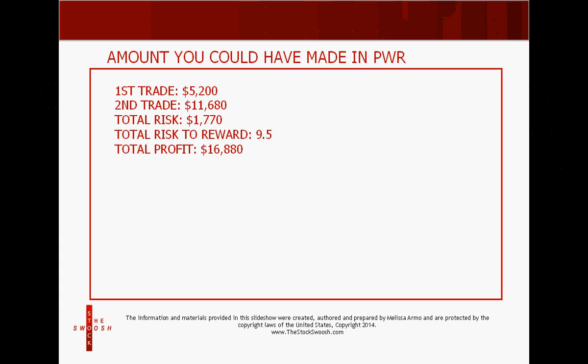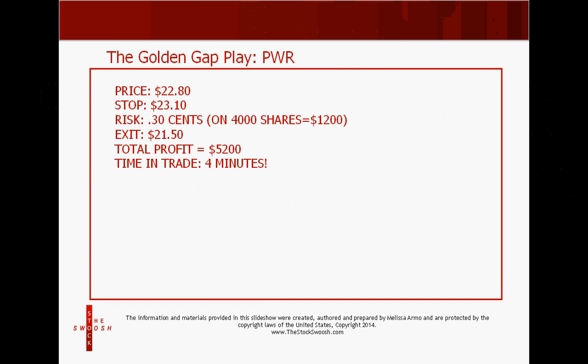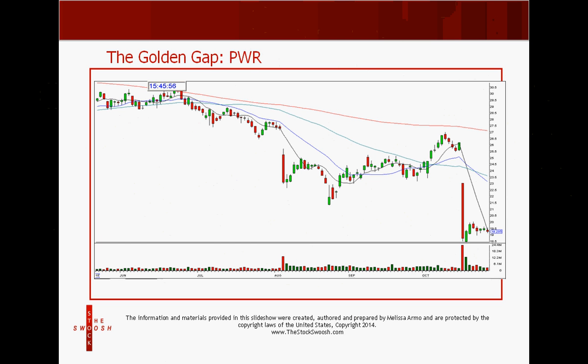So the amount you could have made in PWR, if you took the first trade and risked over $1,000 and took the second trade and risked $1,000 and took them both, got in, got out, got in the second one and held it all the way down, you could have made $16,880 in that trade. That is a huge trade, but look at the bar in the day.